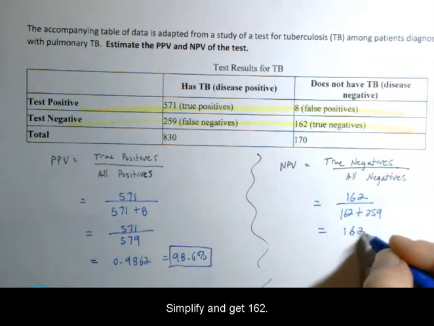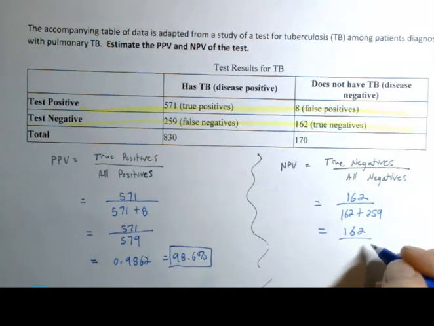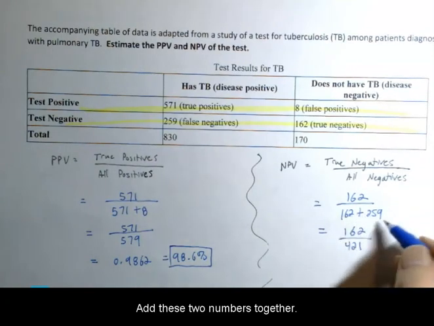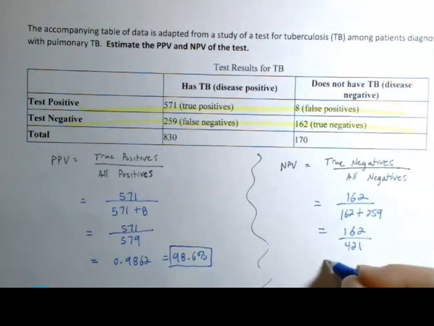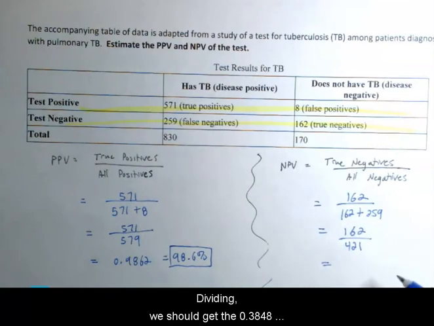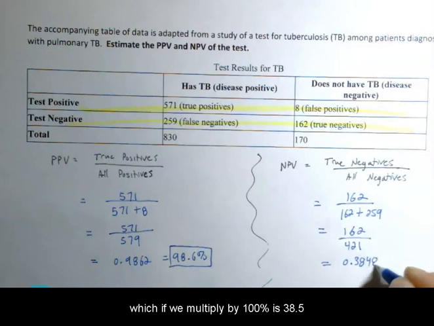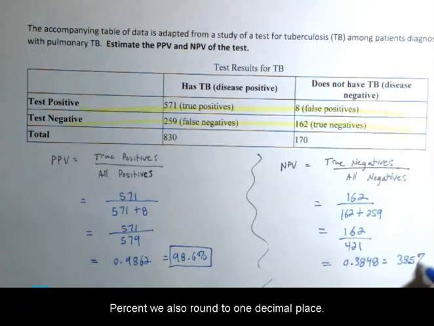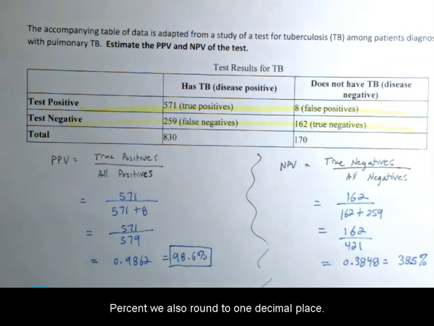Simplify and get 162 divided by 421. We add these two numbers together. Dividing, we should get 0.3848, which if we multiply by 100% is 38.5%. We also round to one decimal place.